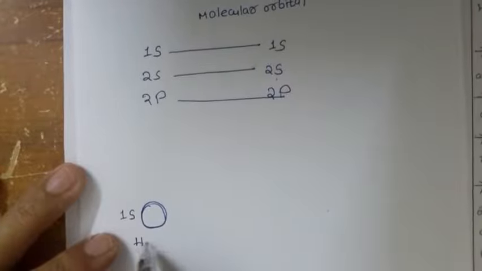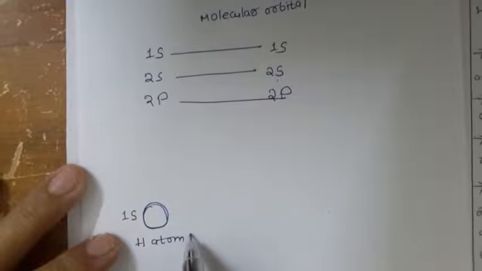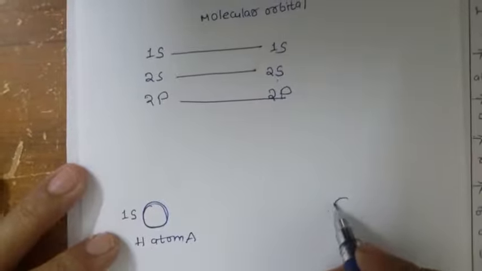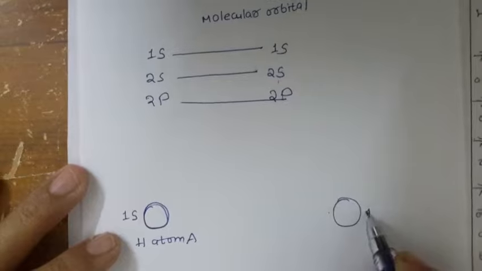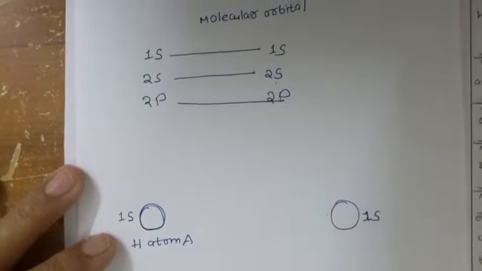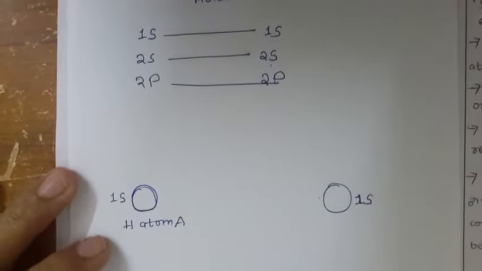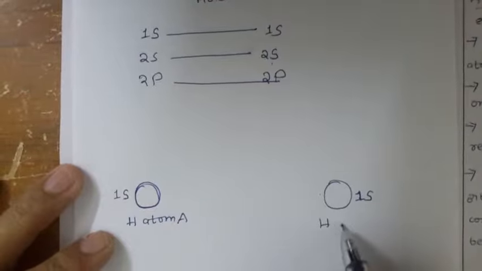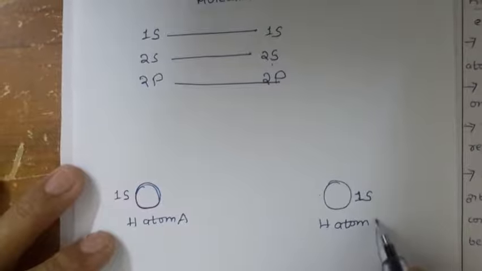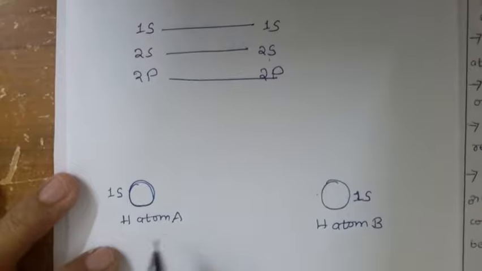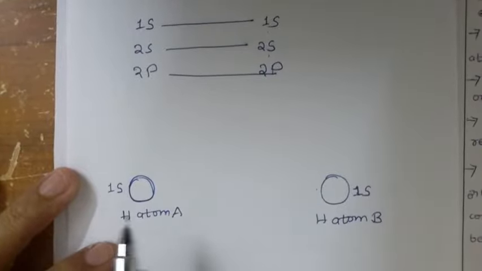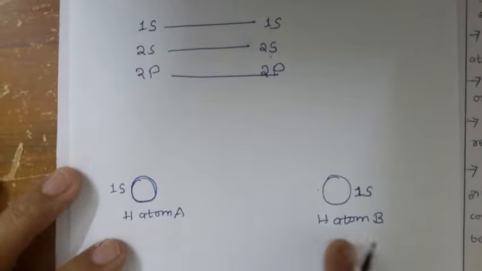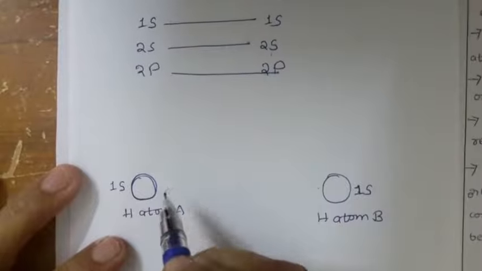This is a hydrogen atom, which I am labeling as A. Another hydrogen atom, where the electron is present in the 1s atomic orbital, is hydrogen atom B. Now, how many molecular orbitals are going to form here? From one atomic orbital plus one, you are getting a total of 2.